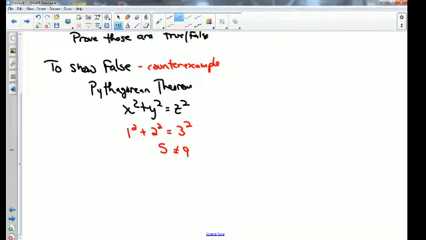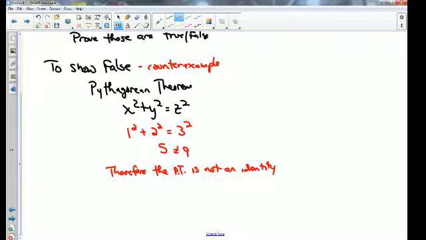So it's just saying you cannot plug in any numbers. Therefore, the Pythagorean theorem is not an identity. Identities always have to work, no matter what three numbers are in there. That is not an identity because there are some numbers that don't work. It's called a counterexample.